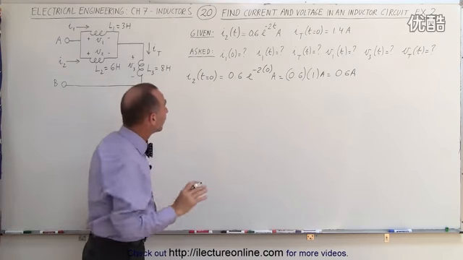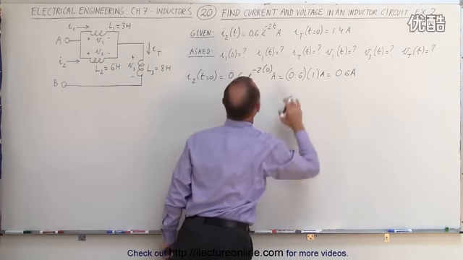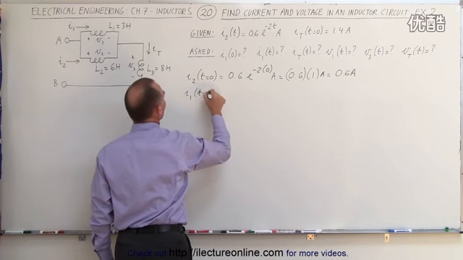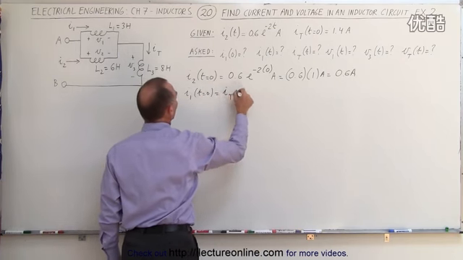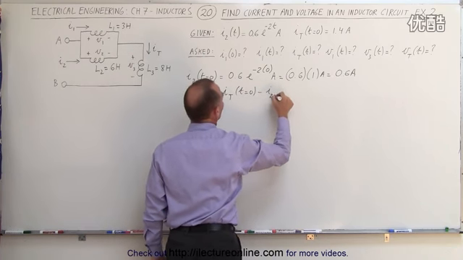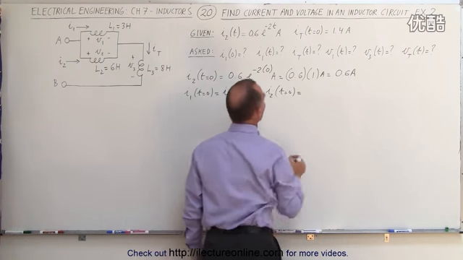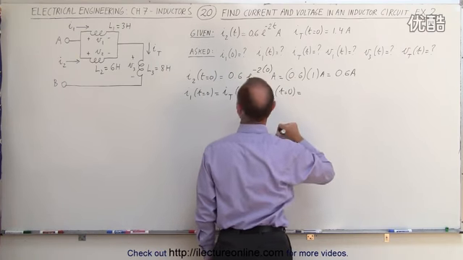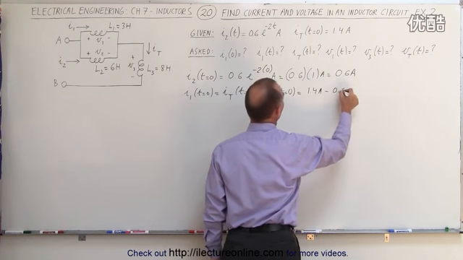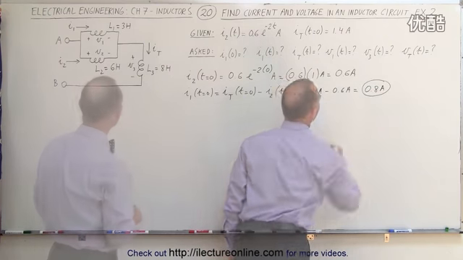So now that we want to find the initial current through inductor 1, all we have to do is subtract that amount from the total. We can see that I sub 1 when t equals 0 is equal to I total when t equals 0 minus I through the second inductor in that branch when time equals 0, which is equal to 1.4 amps minus 0.6 amps, which is equal to 0.8 amps.